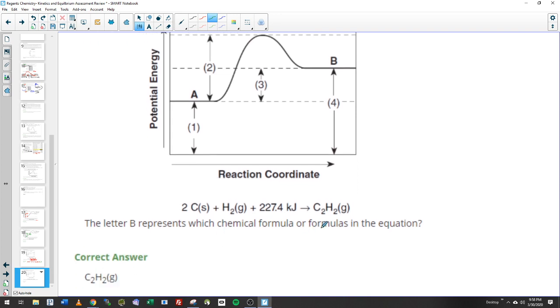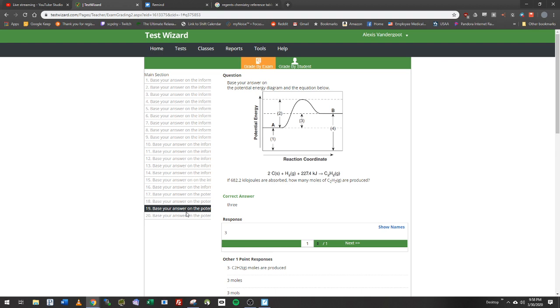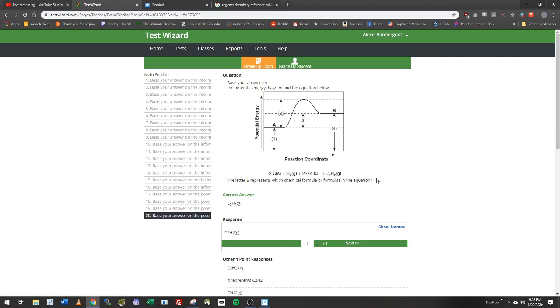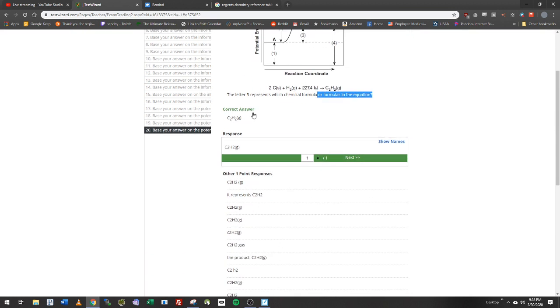Letter B represents which chemical formula or formulas in the equation? This is another one of these scenarios where I feel like you know things, but you don't answer the question. You have to talk about the formulas in the equation. You gotta talk about this equation. Letter B is a product in the forward reaction, and you had to identify this guy right here, or you had to say C2H2.